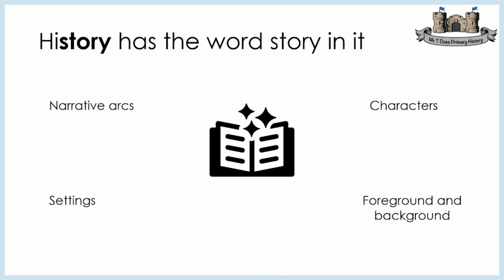History has the word story in it for a reason. When we're studying causes and consequences, it's important to think about which aspects of the particular narrative at hand are being focused on. This makes the framing for the narrative arc a better prospect. In many cases, the decisions of individuals or characters are the causes of events or turning points, so their actions are important to study in depth.